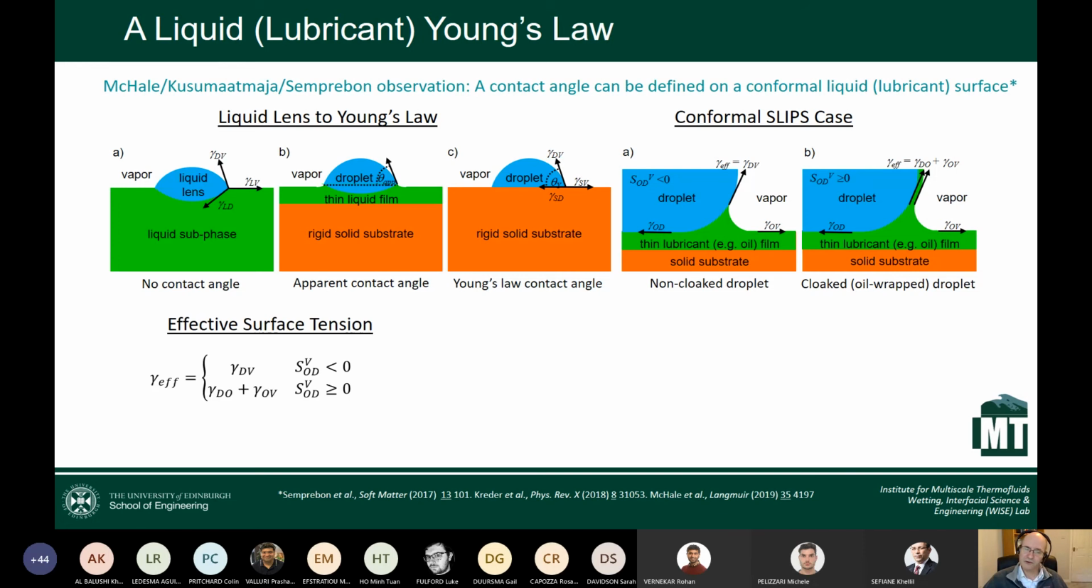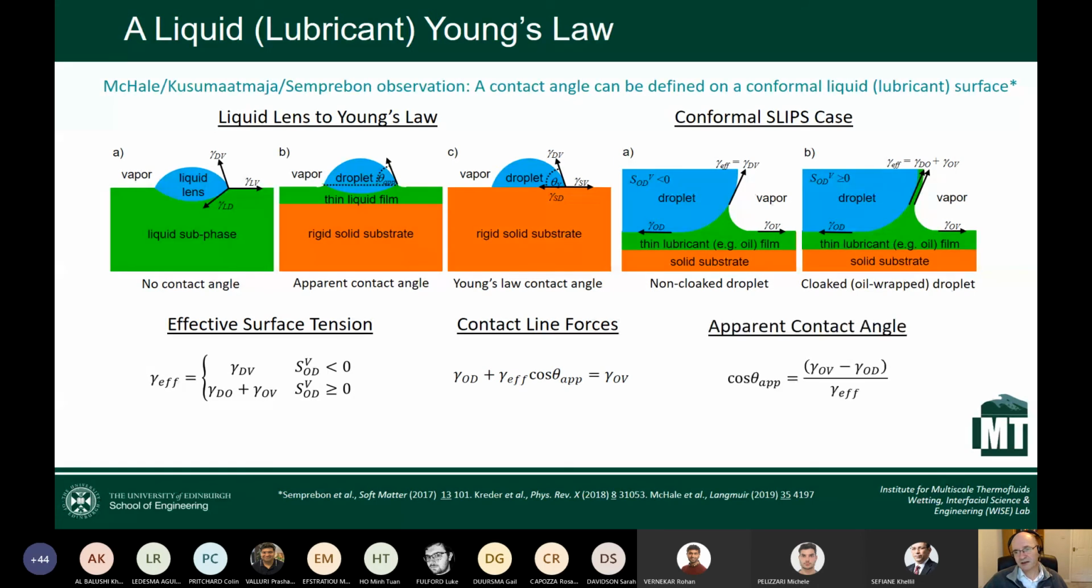And so you can think of that effective surface tension depending on whether the lubricant spreads on the droplet or not. That's why it's an effective one; it depends on the spreading power. And you can resolve the forces at the contact line to the horizontal. You rearrange that, you can find an apparent contact angle.